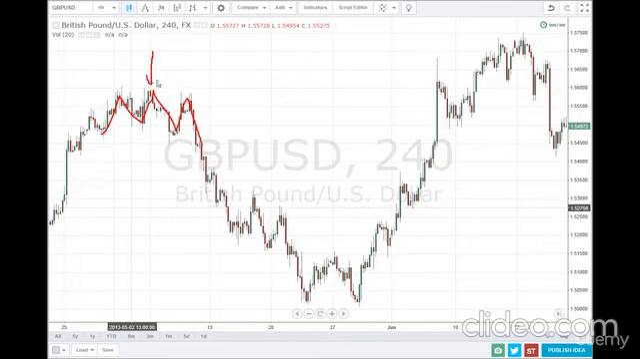Here's our head, and here are our shoulders. Notice how the shoulders are at a similar level. The head pushes higher than its shoulders, and price reverses very strongly on the downside.